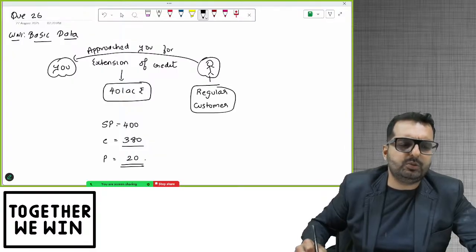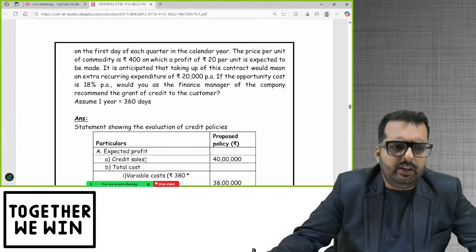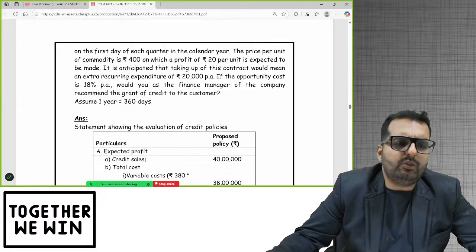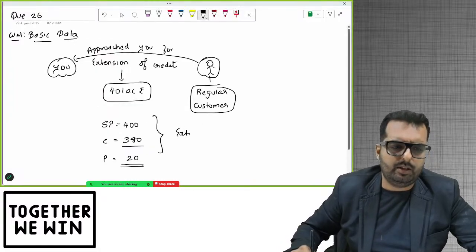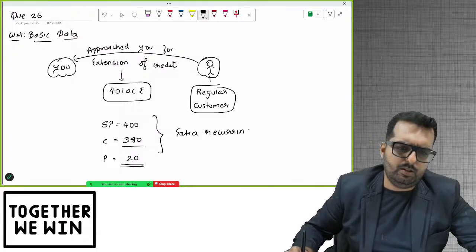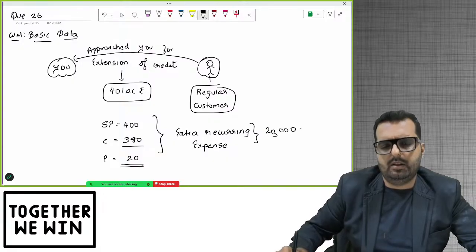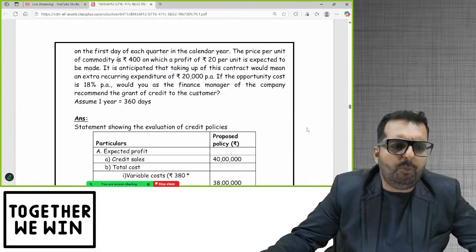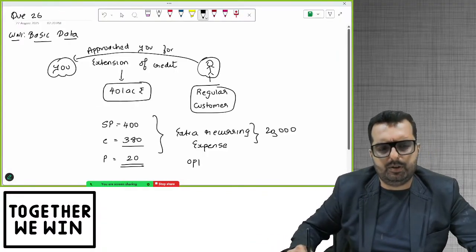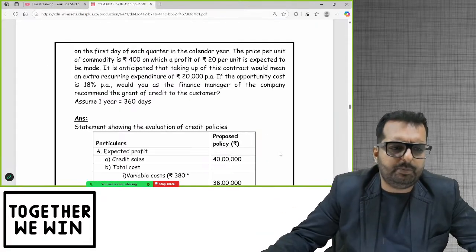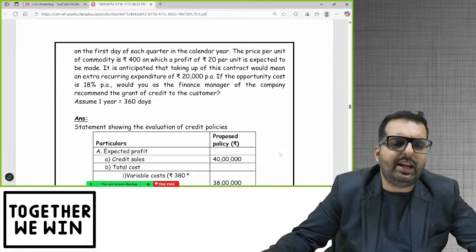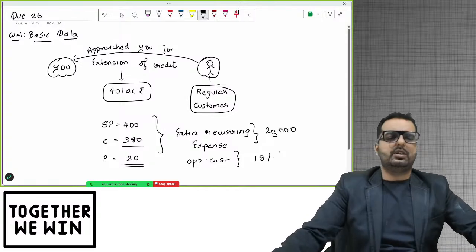Therefore, you make a profit of how much over here? You make a profit of 20. It is anticipated that taking up this contract would mean you have an extra recurring expense of 20,000. So I'll write down over here, extra recurring expense will be how much? It will be 20,000. Opportunity cost is 18%. All right. Would you, as a finance manager of the company, recommend the grant of credit to the customer? Can you please write down till here in your books now?